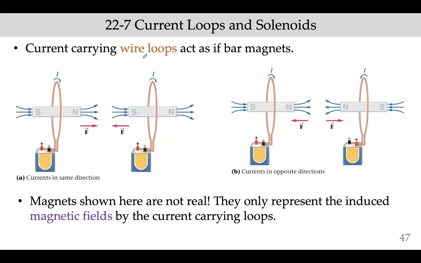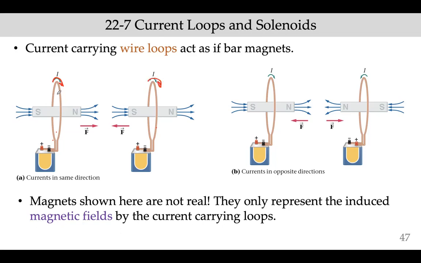So current carrying wire loops act as if they were bar magnets. We talked about this. So what happens if you have two of them at a close range? If you run current on this one in this direction and on this one in the same direction, what happens?